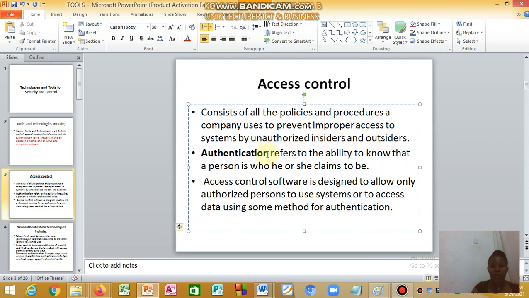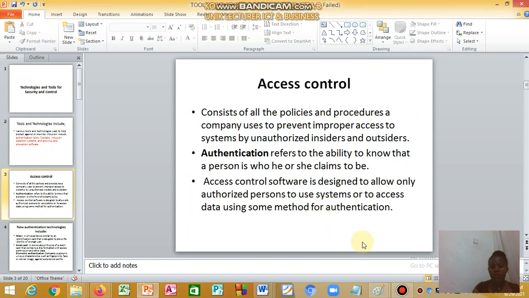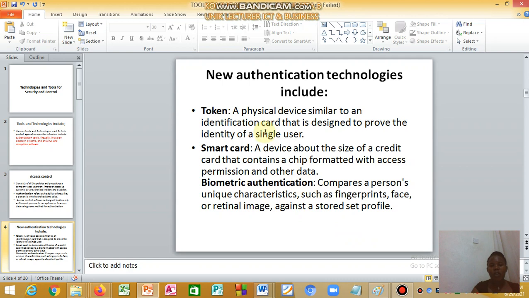So we have the word authentication, which refers to the ability to know that a person is who he or she claims to be. That means you need to have a card to present to show that actually if I'm Assumpta, yes, I am Assumpta. Access control software is designed to allow only authorized persons to use systems or to access data using some method of authentication. So the new authentication technologies include token.